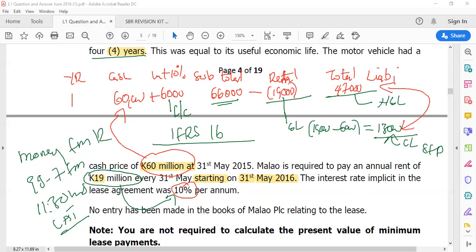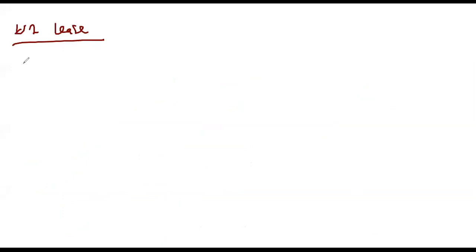Let's go to our SFP. So there we go. Our lease working has been worked on already. As you see, we've got year one, we've got our cash, and then let's just save the time. We've worked it out already, working number two.